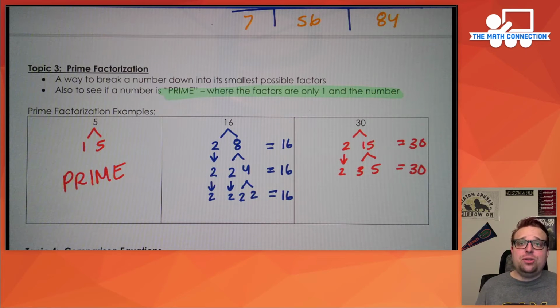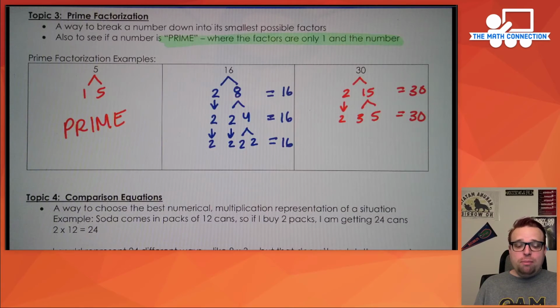That's it with prime factorization. You're just breaking that big number down, keep going down by factors until you get it to the smallest factors that you possibly can get. And prime numbers just carry through, okay?